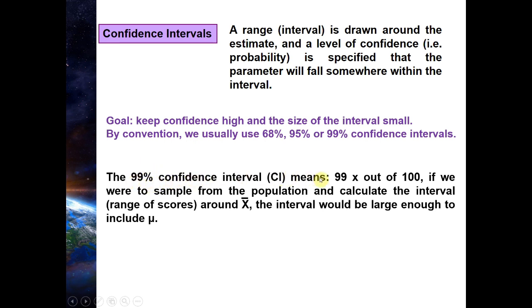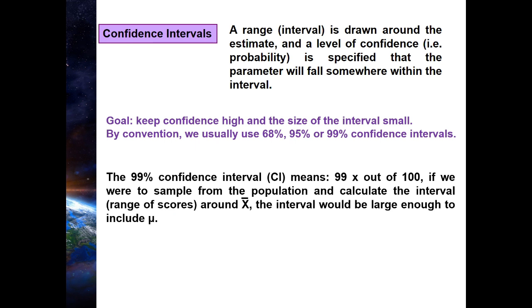What it says is that 99 times out of 100, if we were to sample from the population and calculate the interval, that is the range of scores around the sample mean, the interval would have been calculated correctly. It would be large enough that mu is actually within that interval. All right, so let me say that one more time so you don't have to rewind the tape.